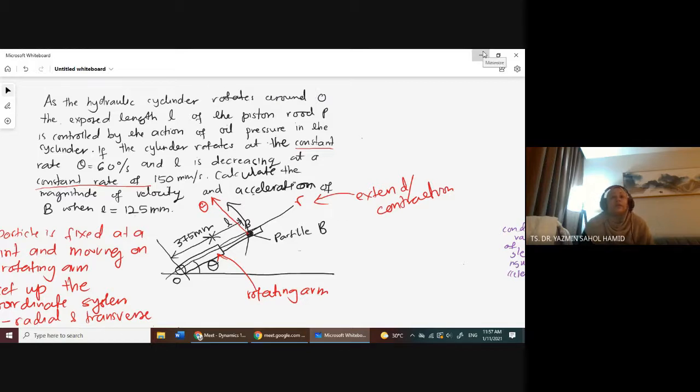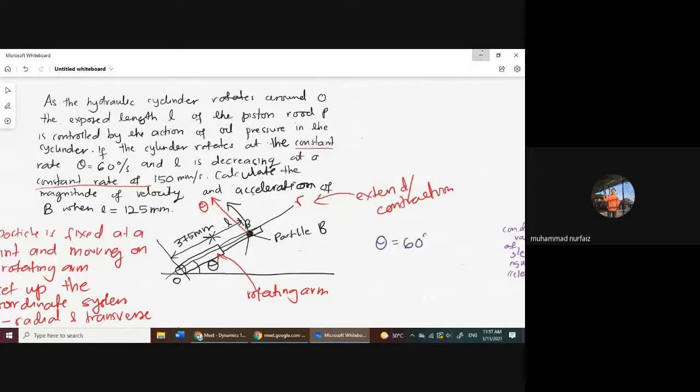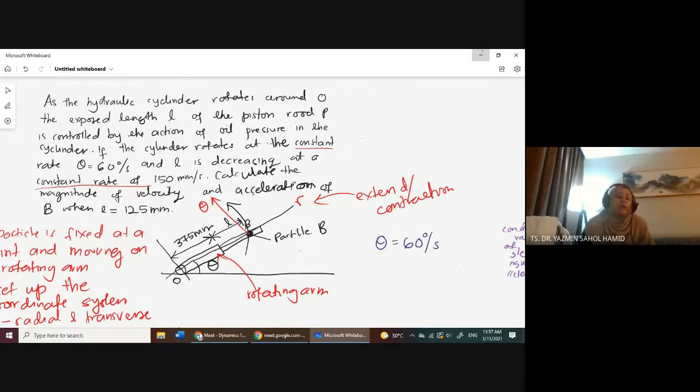Okay, so what are the variables given here? It says if the cylinder rotates at a constant rate theta. So we have theta. What is our value of theta? 60 degrees. But what do you think this theta is? Is it theta or theta dot? Theta dot. Because there are seconds, theta dot is 60 degrees per second.